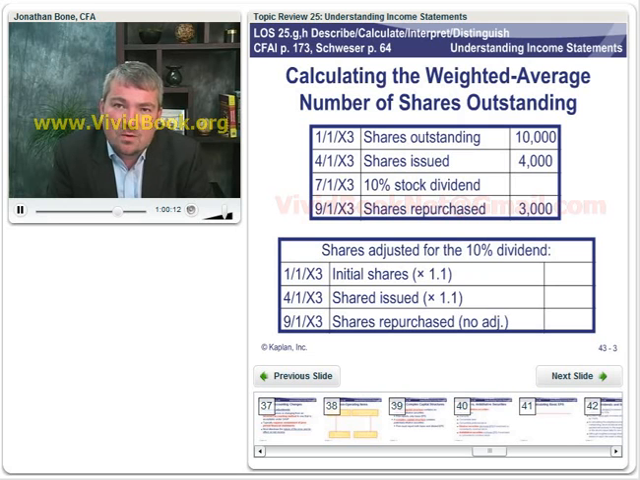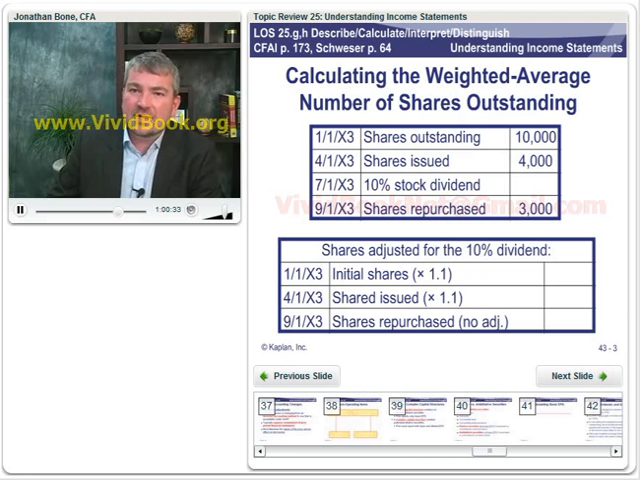The first thing to do is take that stock dividend on the 1st of July and retrospectively apply it to all of the shares in issuance prior to the date of that stock dividend. So it's going to affect the 10,000 shares at the beginning of the year, and it's also going to affect the shares issued on the 1st of April. What it won't do is affect the repurchase on the 1st of September, because that repurchase took place after the date of the stock dividend.